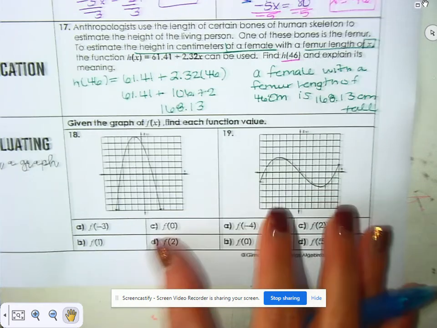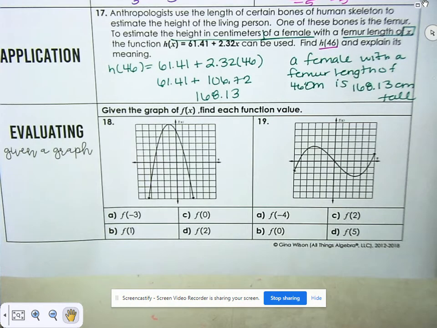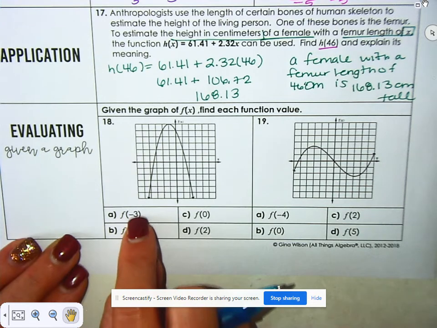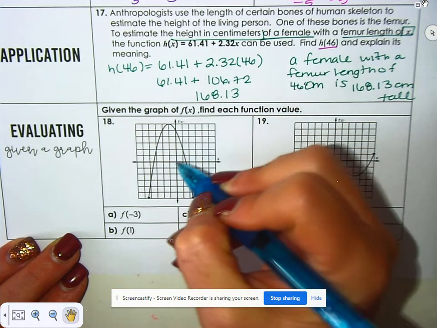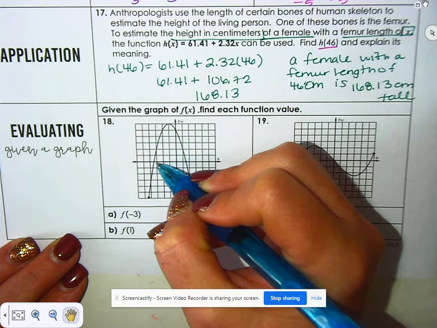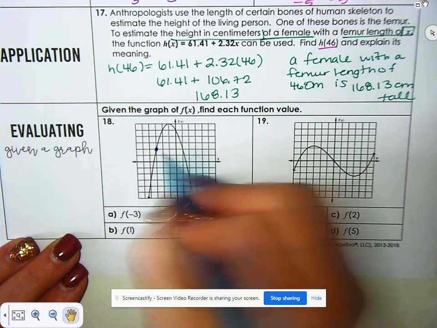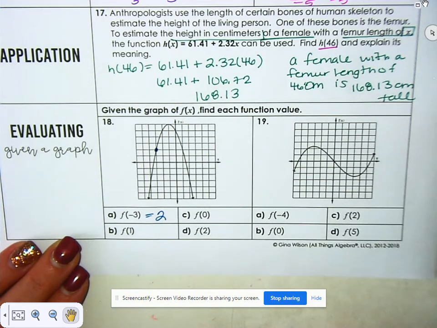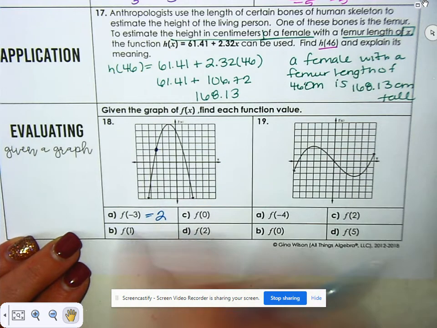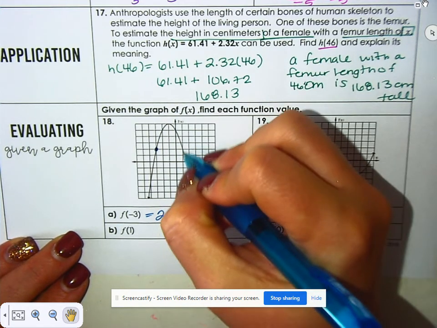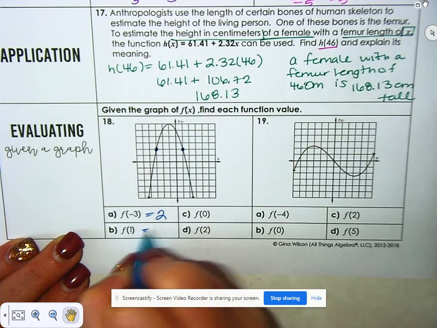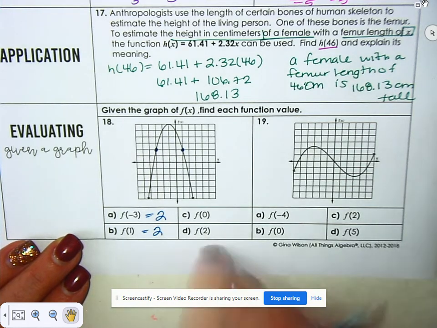All right, and the last thing we need to cover is what to do if they give you the graph. Okay, so you're just going to look. F of negative 3. Now remember, these are your x values. So I'm going to go to negative 3 on my x-axis and see where it intersects the graph. And that intersects at positive 2. F of, sorry, I'll go to B. F of 1, so I go to 1, and it intersects at positive 2.